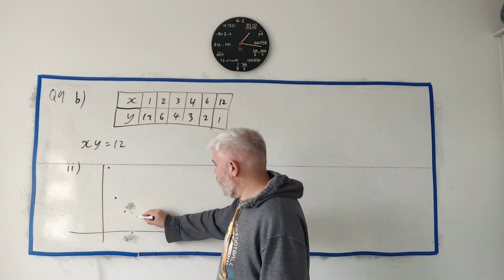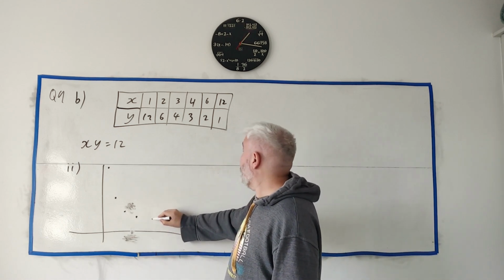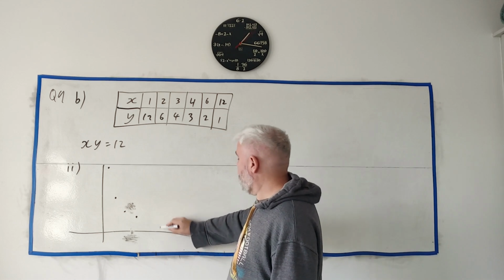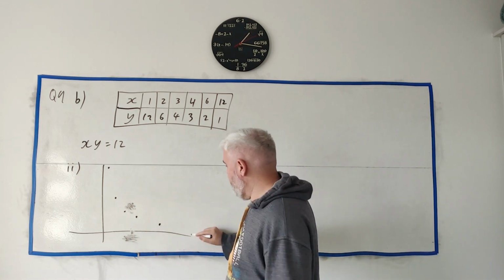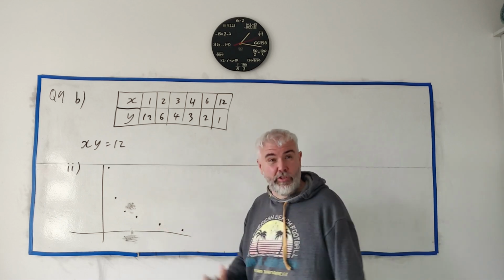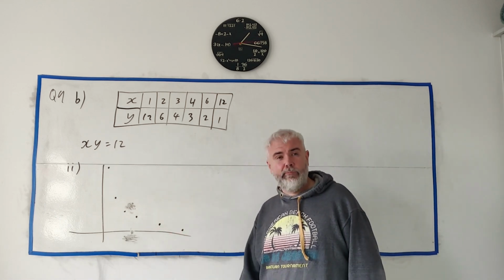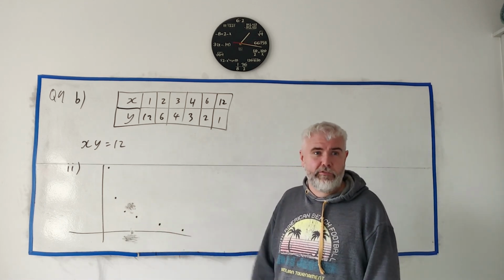At 4, they want a 3. At 6 on the x, they want a 2. At 12 on the x-axis, they want a 1. They want something like that. I know what the shape's going to be, so I've just drawn that.